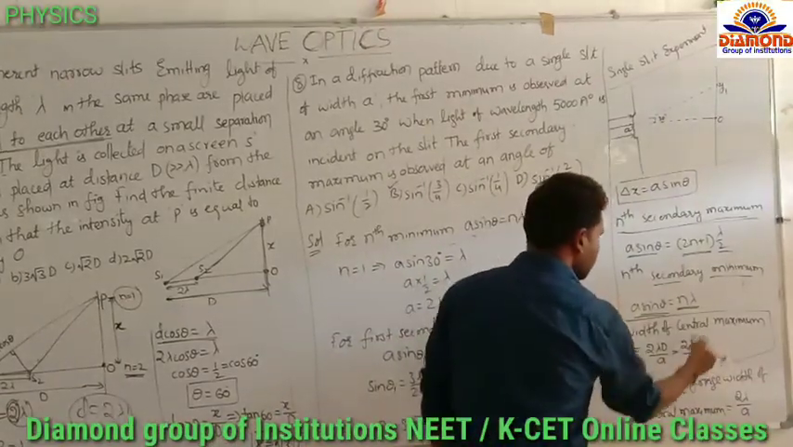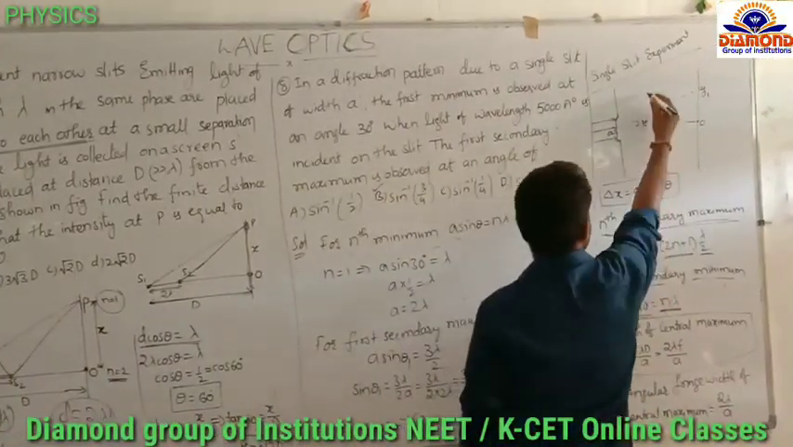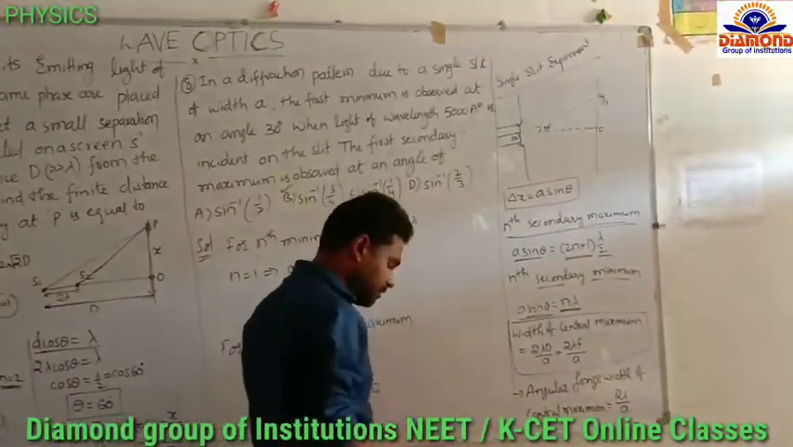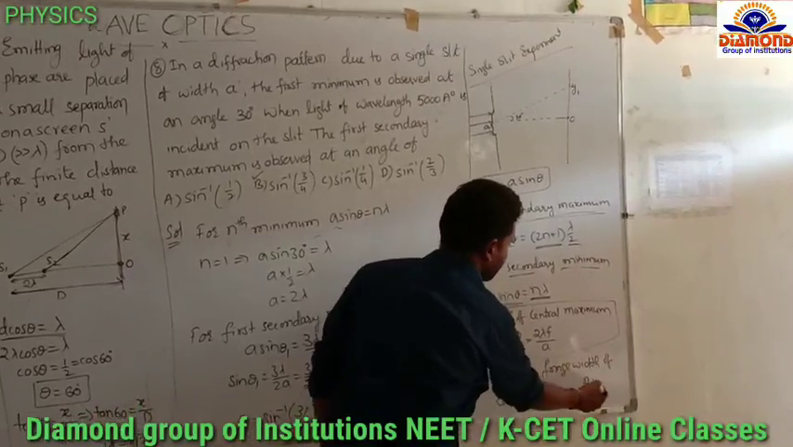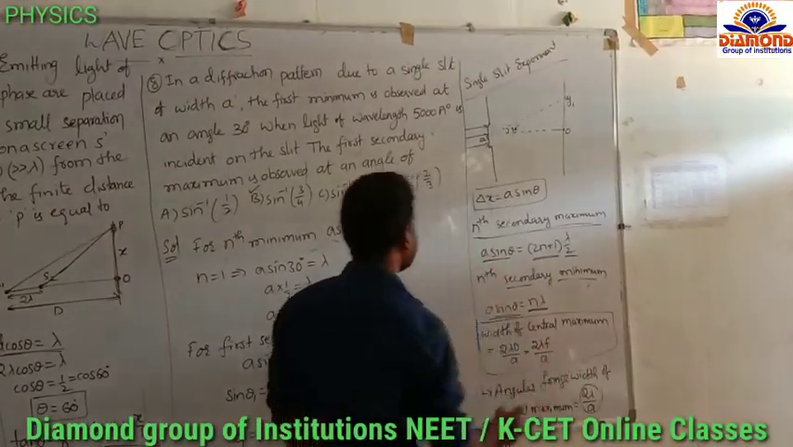Here f is the focal length of the convex lens. Here we will use a lens. In theory you will get that one, remember those formulas. And the angular fringe width of the central maxima is 2 lambda by a. These two formulas you have to remember.